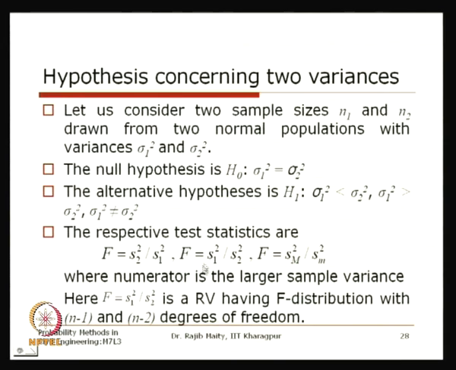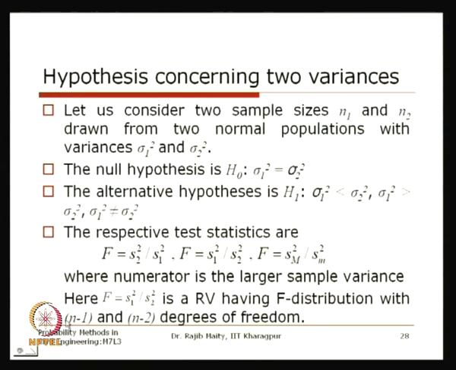On the other hand, we should use the variance for the first sample divided by the variance for the second sample, if the first is greater than the second one. And if we are testing the two sided one, then we have to find out which one is greater. So, that greater value should be in the numerator, and this F has an F distribution with n1 minus 1 and n2 minus 1.